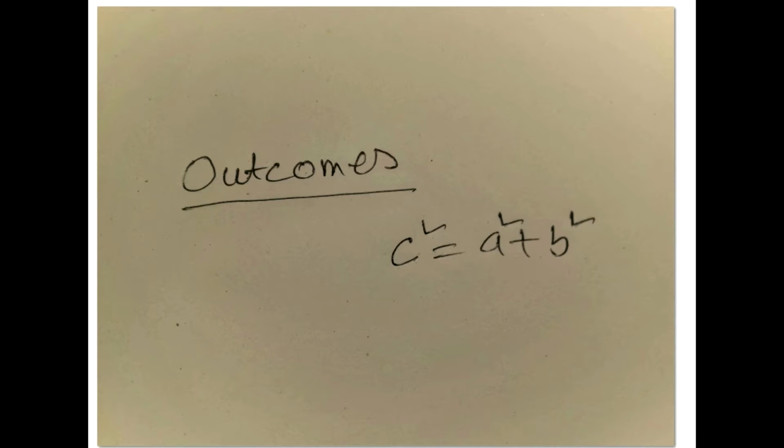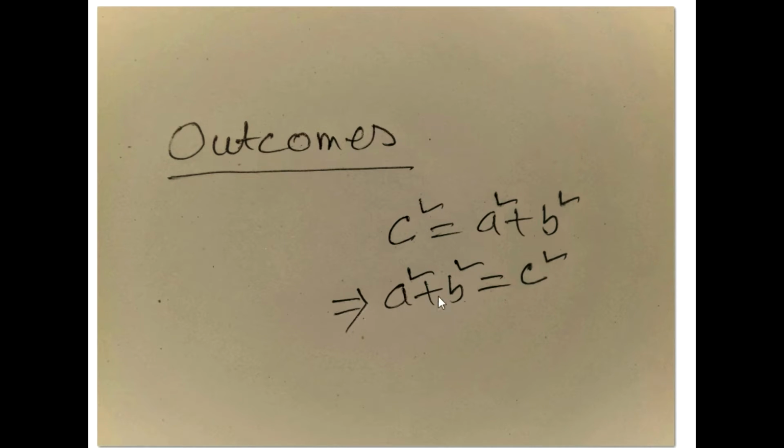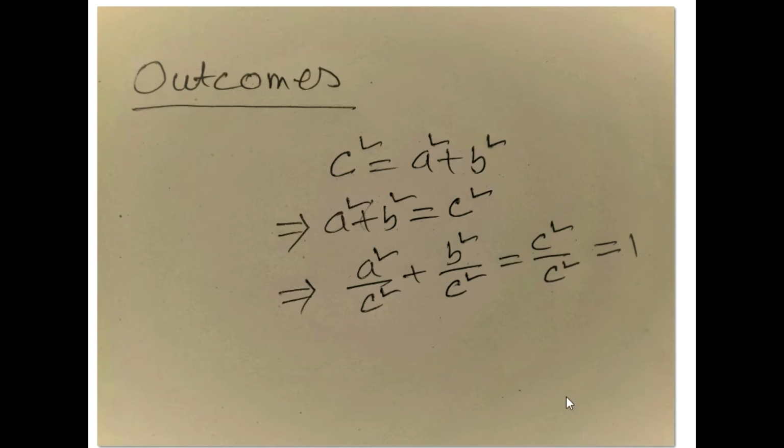Now, what are the outcomes of the Pythagorean theorem? We also discussed this. The Pythagorean theorem says c squared equals a squared plus b squared. Now we can write it in this form: a squared plus b squared equals c squared. Dividing both sides by c squared, we get a squared divided by c squared plus b squared divided by c squared is equal to c squared divided by c squared. c squared divided by c squared is equal to 1.